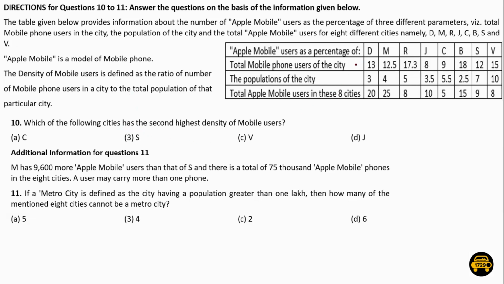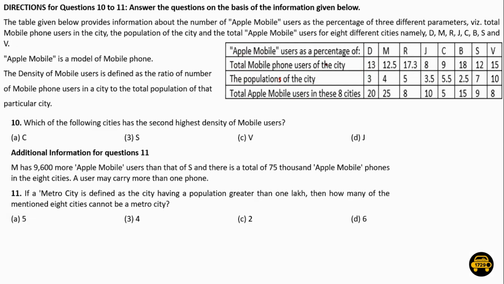Now, in this data, what we can get to know is Apple mobile users as a percentage of total mobile phone users of the city. So let's take the example of city D. So there's one city, the name is D. Now the Apple mobile users as a percentage of total mobile phone users of this city is 13%. So let's say there are 100 mobile users in this city. So the number of Apple mobile users will be 13. Now, Apple mobile users as a percentage of the population of the city is 3%. That means if the population of the city D is 100, 3 people will be using Apple mobile.